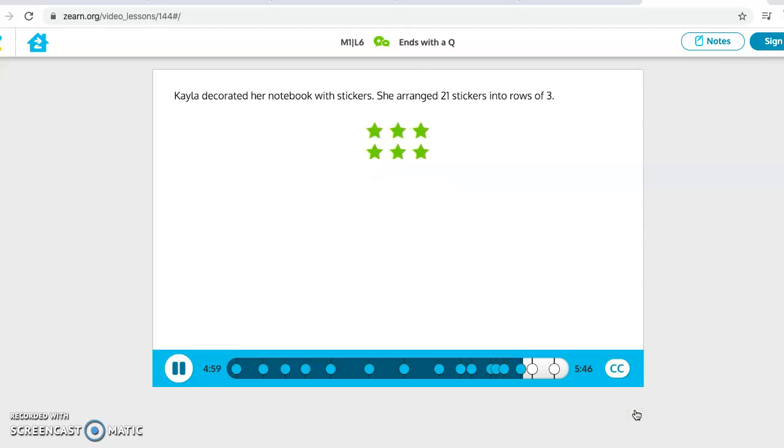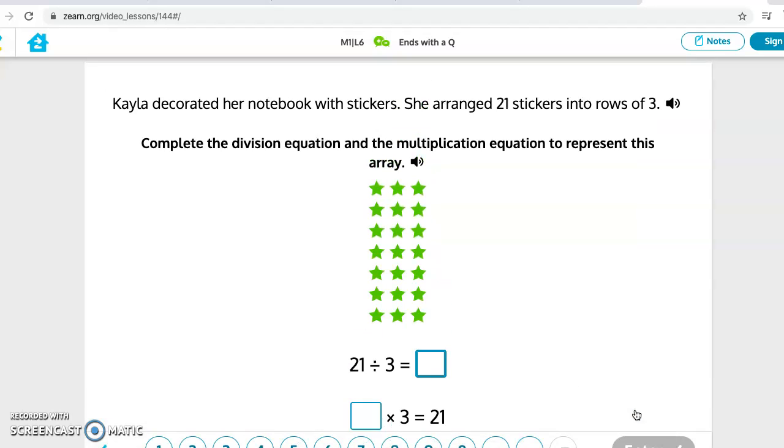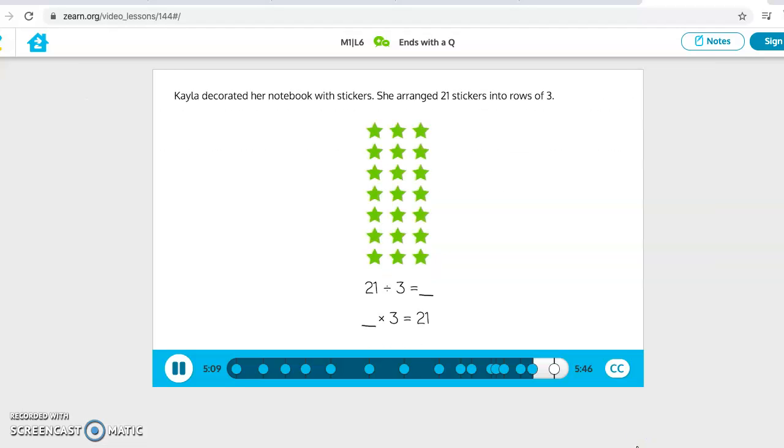Kayla arranged 21 stickers into rows of 3 like this. Complete the division equation and the multiplication equation to represent this array. 21 divided by 3 equals 7, and 7 times 3 equals 21. In our division equation, 7 is our quotient, and in our multiplication equation, 7 is our unknown factor.